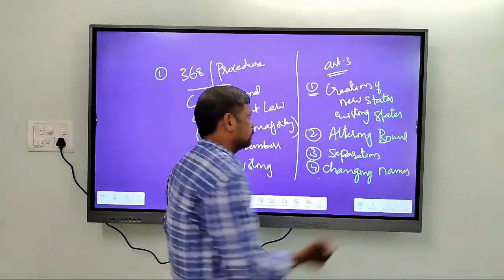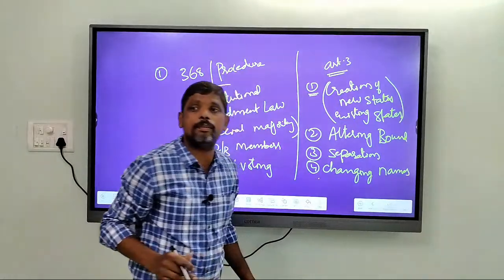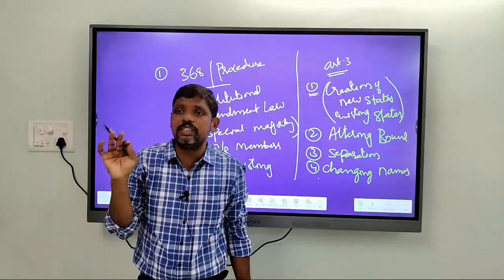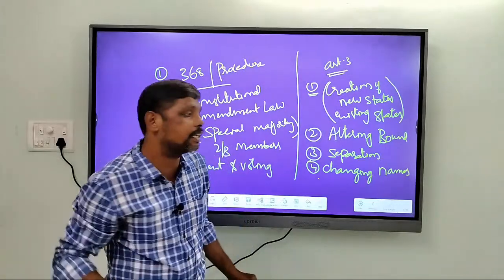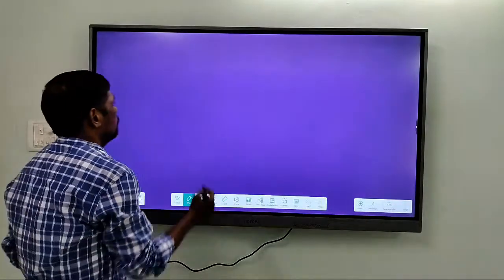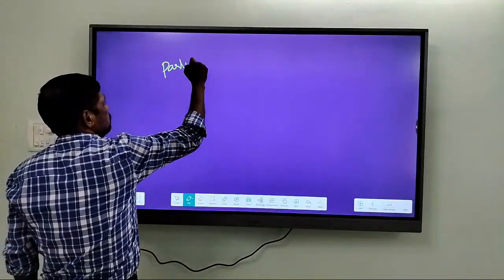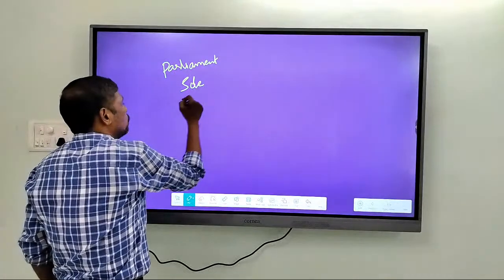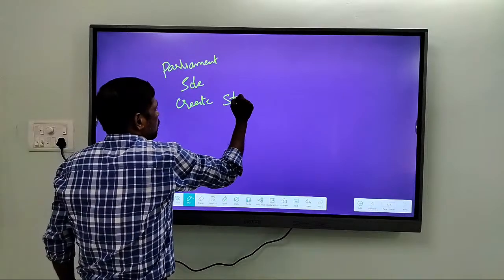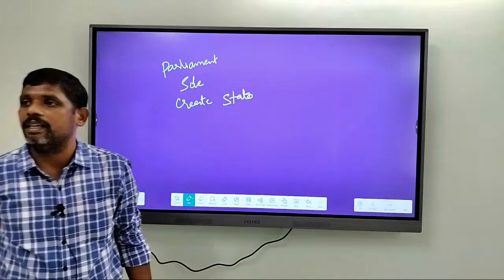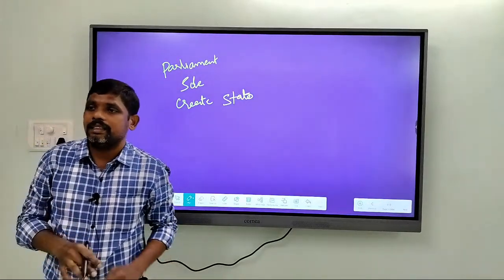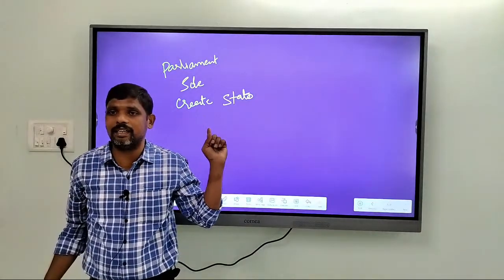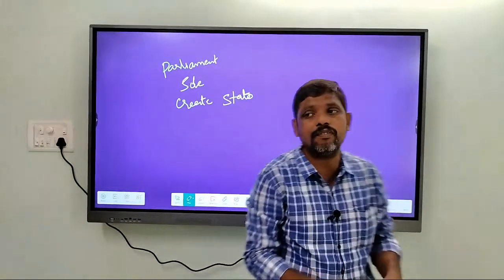Primarily our interest is the creation of new states from the existing states. Here, remember, it is the parliament which is given the sole power to create new states in the Indian Union. Parliament is the sole institution to create new states in India by altering their boundaries, by merging or separation. That means the territorial existence of states is in the hands of parliament.